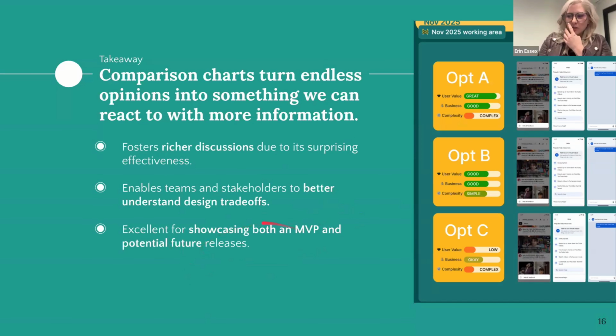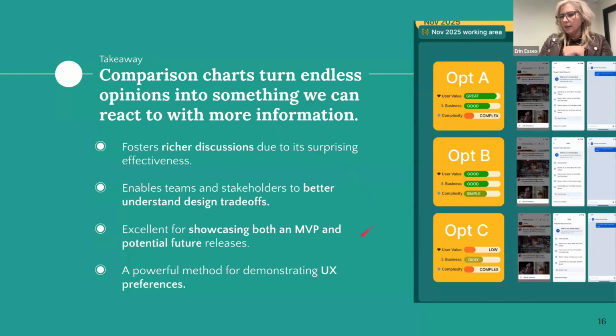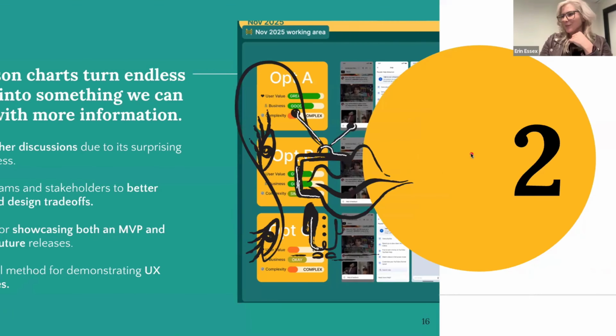The other thing it can do is showcase an MVP versus a potential future release. So for instance, maybe option B is best for our MVP since it's fast to get out, but option A is the better solution, so we can work towards this maybe next year or in the next quarter. And yeah, this is powerful for demonstrating UX preferences because you just plop the little label on there and it creates discussion, which is fun.